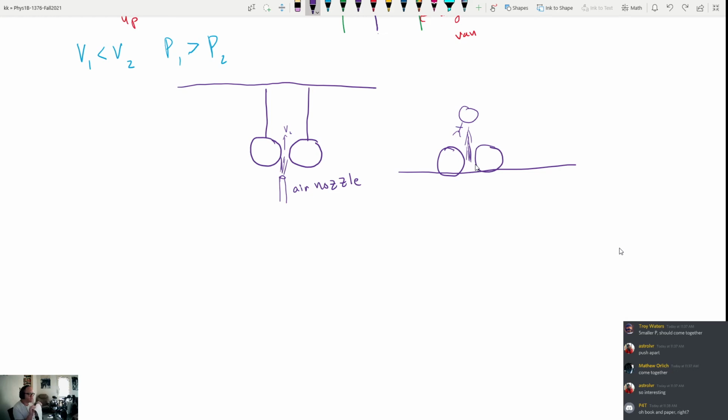And the reason why it lifts up is because as you blow air across the top right here, that is going to be fast-moving air. It's going to exert less pressure, and so the pressure from the atmosphere from below will push up on the thing and it'll lift it up.